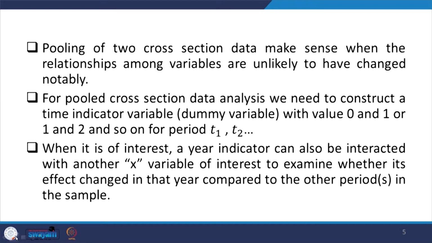For pooled cross sectional data analysis, we need to construct a time indicator variable, that is a dummy variable, with values 0 and 1, or 1 and 2, or any binary form, to indicate time period 1 and time period 2. Now, when it is of interest, a year indicator can also be interacted with another explanatory variable, x, of interest, to examine whether its effect changes in that year compared to other periods.